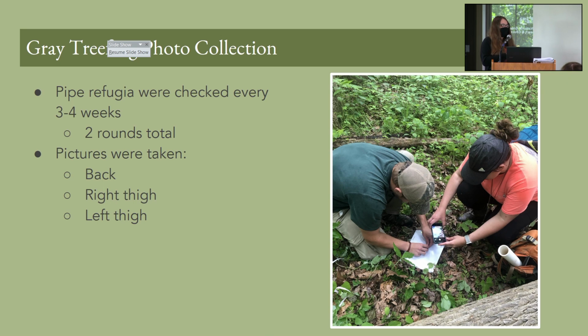So with the back, we would just gently lay the frog down against a white sheet of paper, and one of us would take a picture while the other one's holding it. And then the right thigh would just be gently stretched out. We'd take pictures of the back of the right thigh and then do the same thing with the left thigh.